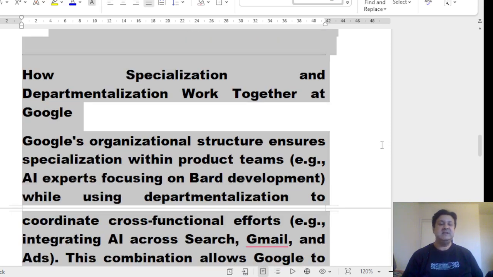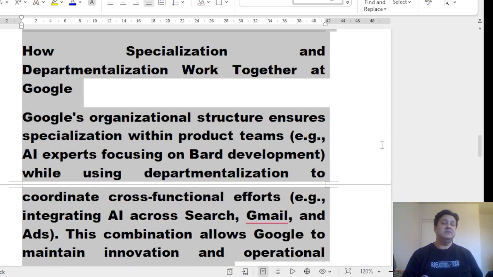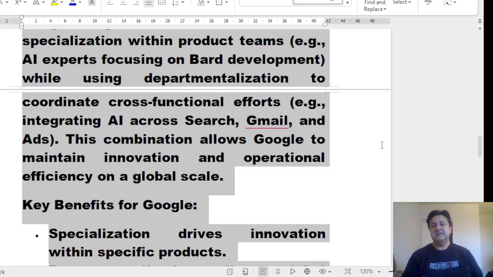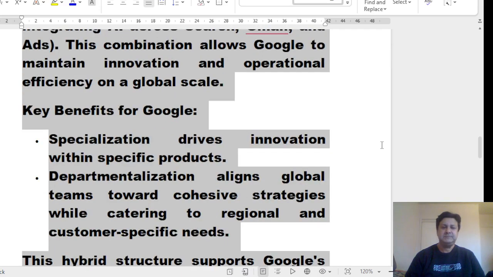How specialization and departmentalization work together at Google. Google's organizational structure ensures specialization within product teams, for example, AI experts focusing on model development, while using departmentalization to coordinate cross functional efforts, for example, integrating AI across search, Gmail, and ads. This combination allows Google to maintain innovation and operational efficiency on a global scale.